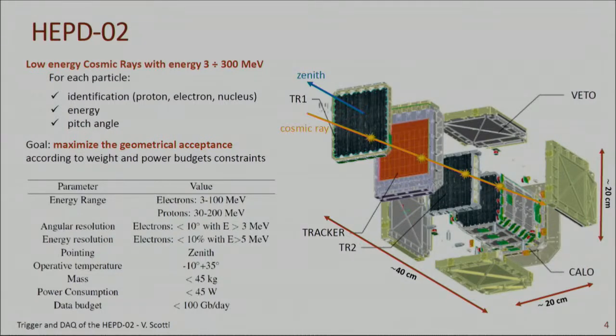In this table, you can see some of the main parameters of the instrument. As you can see, it's a very compact instrument: the total mass will be below 45 kilograms, and the power consumption has to be below 45 watts. Of course, the data budget is limited too, and we only have 100 gigabit per day.